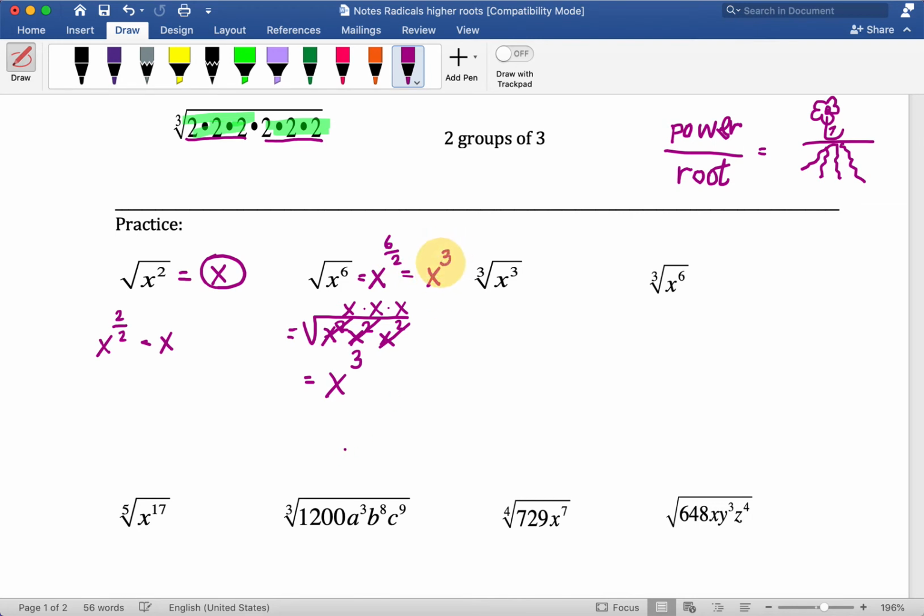Either way, my answer is x cubed. All right, I'm going to put little separators here. If I do power over root, this thing equals x, right? This is x to the 3 over 3, or x to the 1. I could think of this in terms of the cube root.